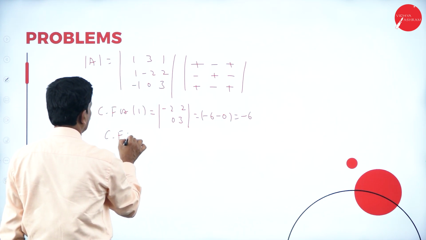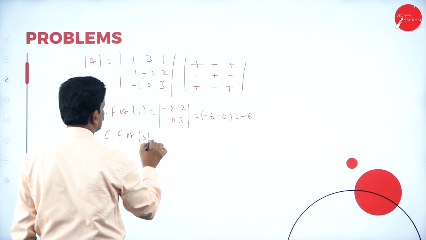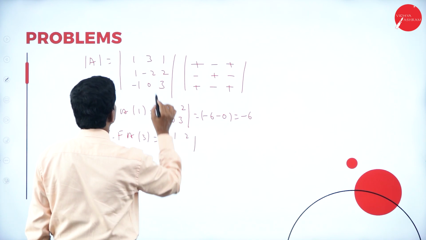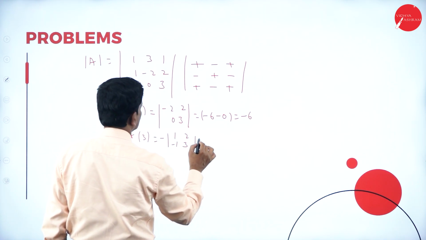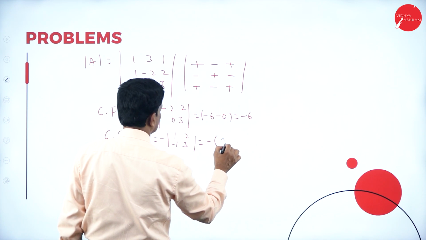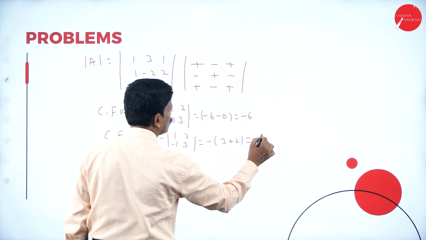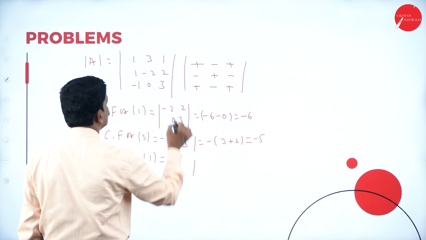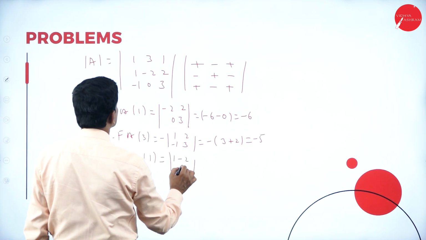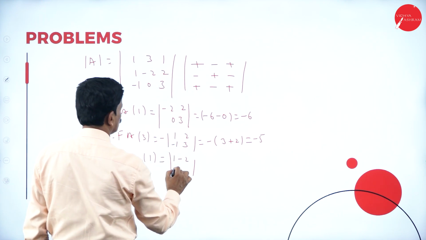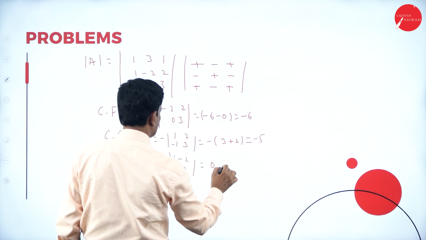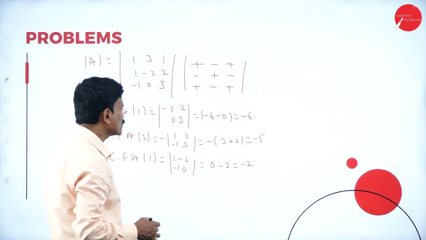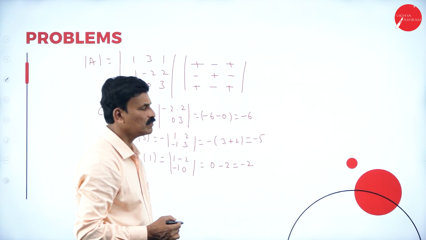Similarly, the cofactor of 3 is equal to, the sign is negative. This row and column is gone. 1 2, 1 2, minus 1 and 3. So this is equal to minus of 3, minus into minus plus, that's equal to minus 5. Similarly, cofactor of 1 is equal to, this row and column is gone, 1 minus 2, 1 minus 2, minus 1 and 0. This is 0, minus into minus plus into minus minus, that's equal to minus 2. So for the first row, the cofactors are minus 6, minus 5, minus 2, right?